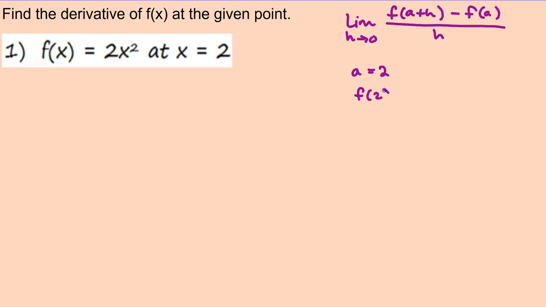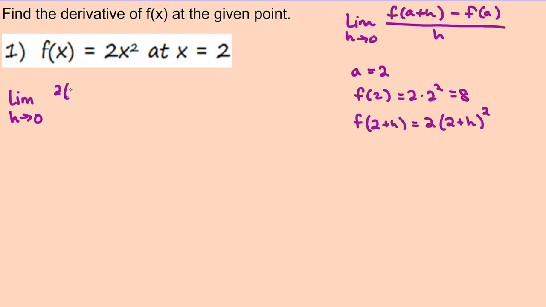So what's f of 2? F of 2 would be 2 times 2 squared, so that's 8. And what's f of a plus h? That's f of 2 plus h. So we need to put 2 plus h in place of x in the function. So that part's a little bit more complicated. So if I write out my limit, I have the limit as h approaches 0 of 2 times 2 plus h quantity squared, that's f of a plus h, minus 8, that's f of a, over h.